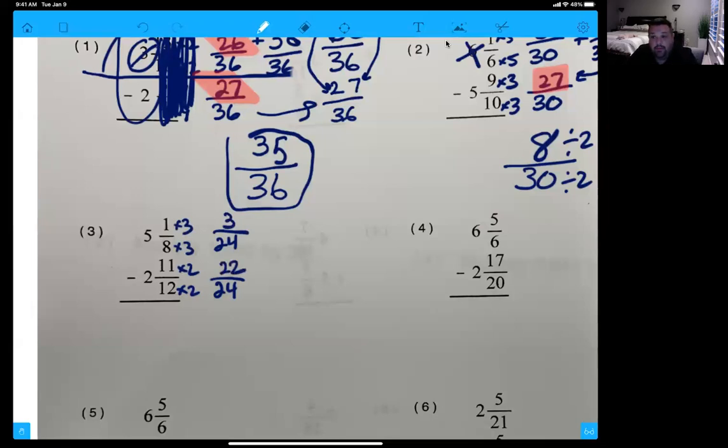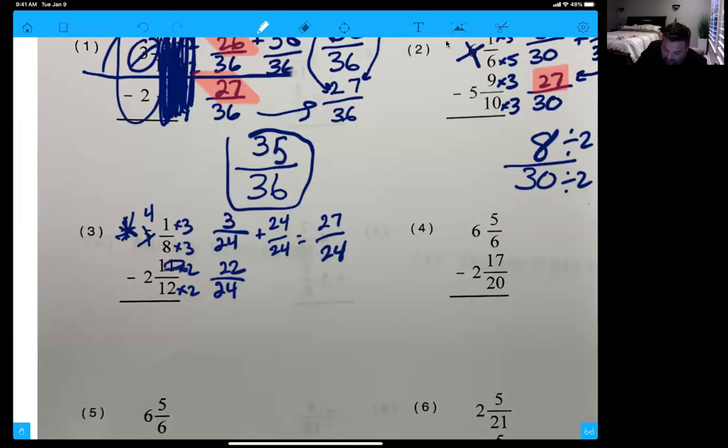Same problem. 3 minus 22 we cannot do. Now, here's a little twist. We're going to borrow this 5. Don't forget, we still have 4 minus 2 over here, so we're going to have to add that into our answer later, right? So if I'm going to take one of those wholes out, I'm going to break it up into 24 pieces to make it easy. 24 24ths. That would give me 27 24ths. So now I can do the math, right?